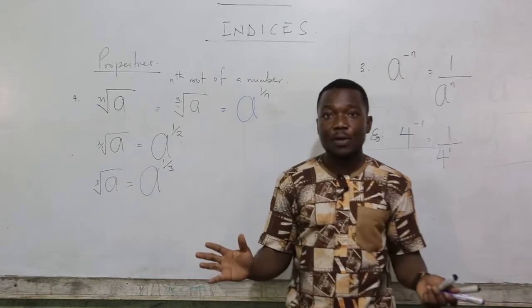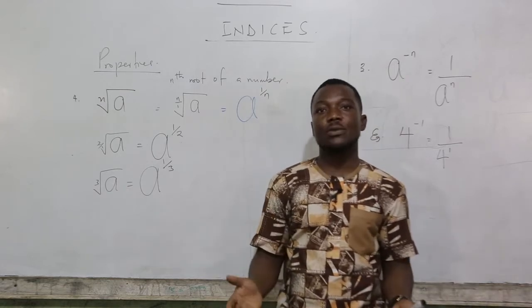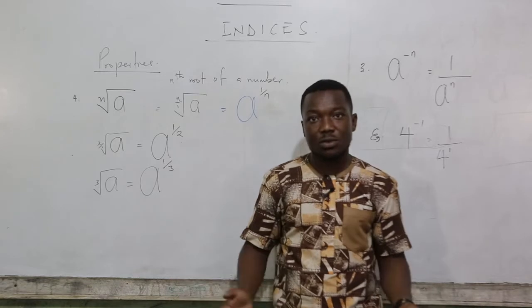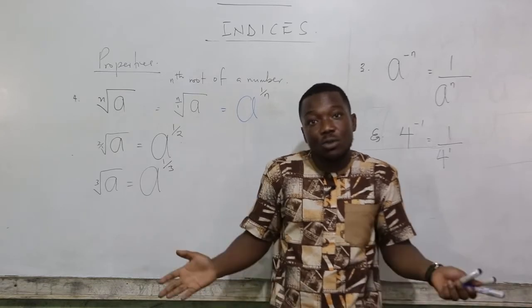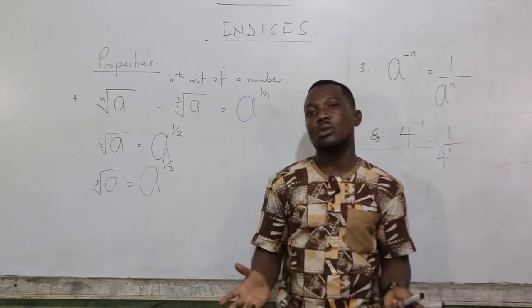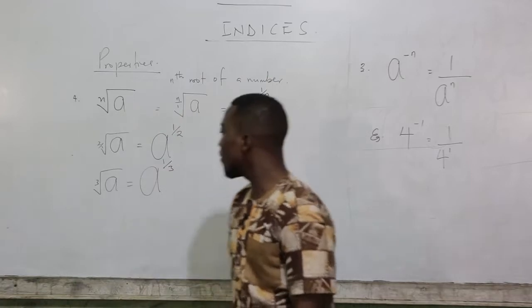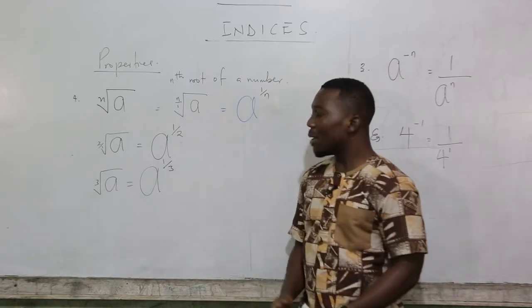So the nth root of any number is the same as the number raised to the power 1 out of n. If it's a square root, it's going to be half. If it's a cube root, it's going to be 1/3. 4th root, 1/4, and so on. So that is one of the concepts. Let's pick an example.